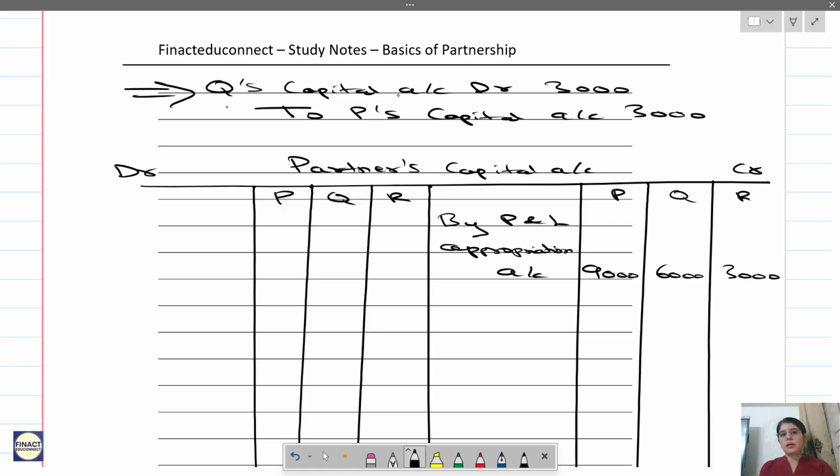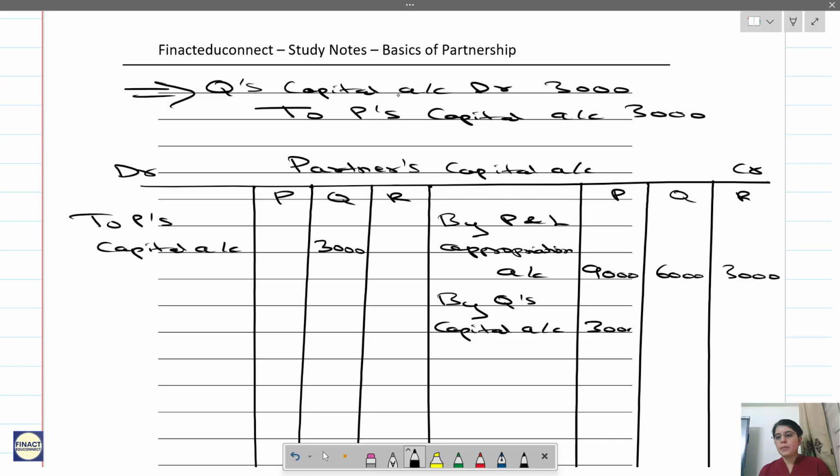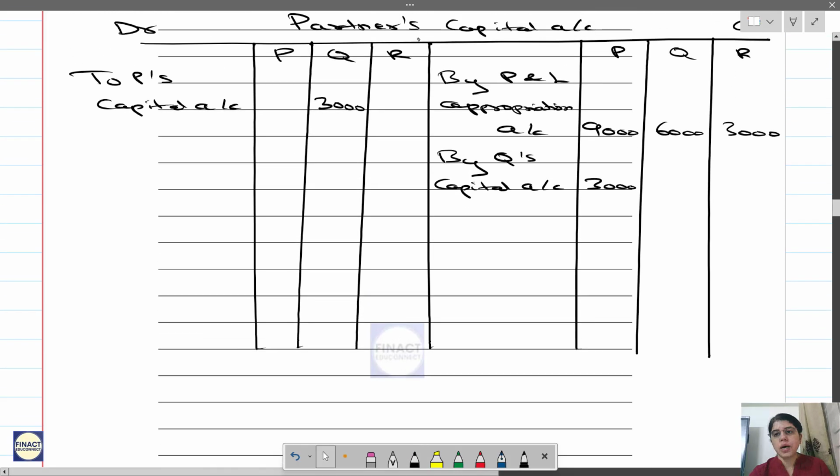capital. This entry, let me post it. So Q's capital account is debited. On the debit side of Q's capital account, because of whom is Q's capital account debited? Because of P. So I will write 2P's capital account, and in Q's column I will write 3,000. Now P's capital account is credited because of Q's capital. So by Q's capital account. Did you understand how to post this? In P's column 3,000.